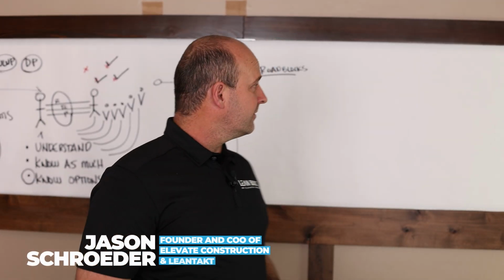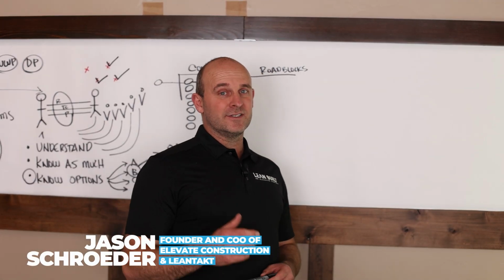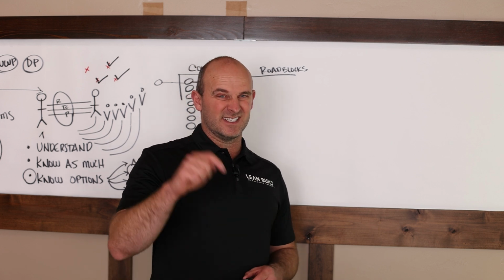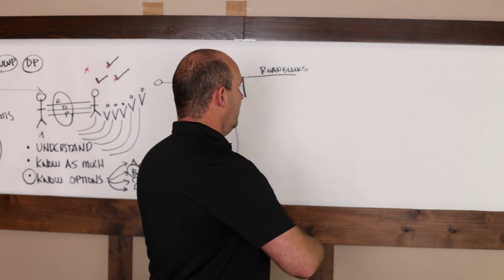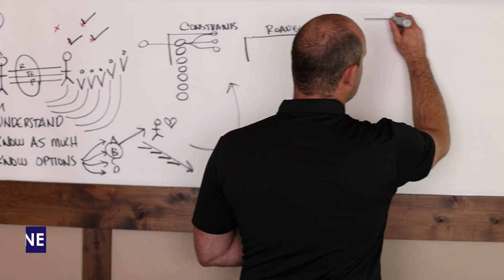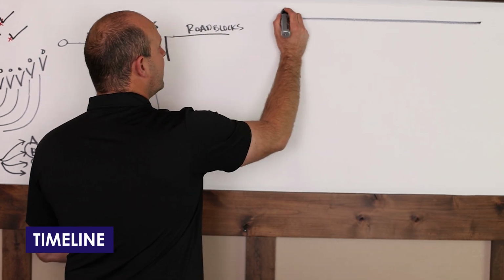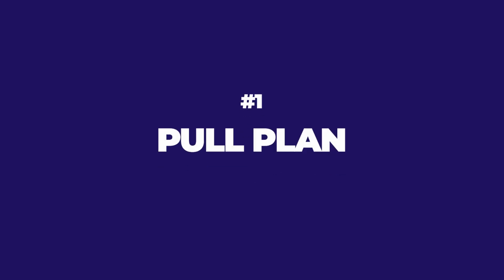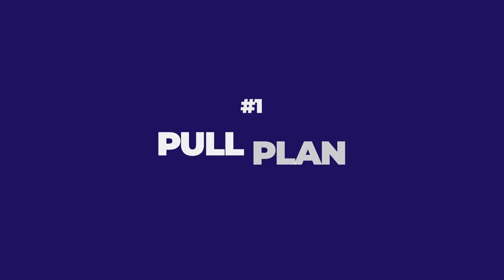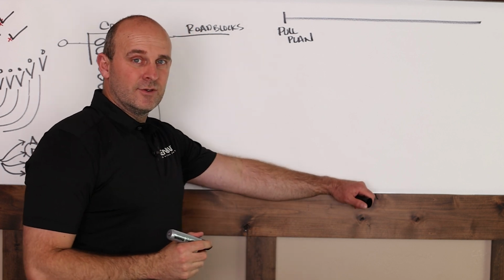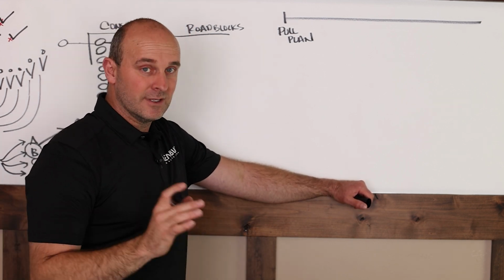All right, so I'm gonna cover some things that I typically go over in these videos, but this is very specific to this topic, so let's do this. Number one, you're going to have in a timeline a time where you do a pull plan with your trade partners. Now you're probably like, Jay Money, what does this have to do with installing per the plans and specs? Well, let me explain it to you.